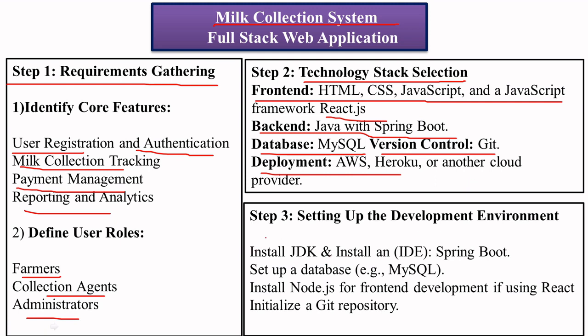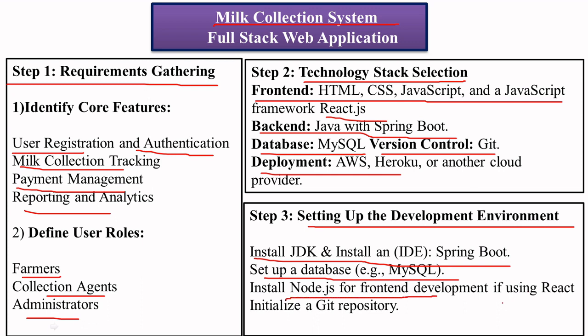The third step is setting up the development environment. When we create projects, firstly we have to install JDK, then Spring Boot, and for the database we have to install MySQL. At the front end, Node.js is installed for creating the React.js project.